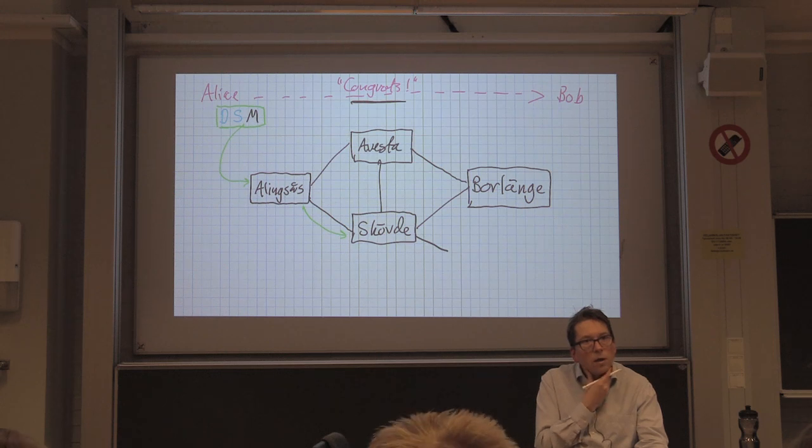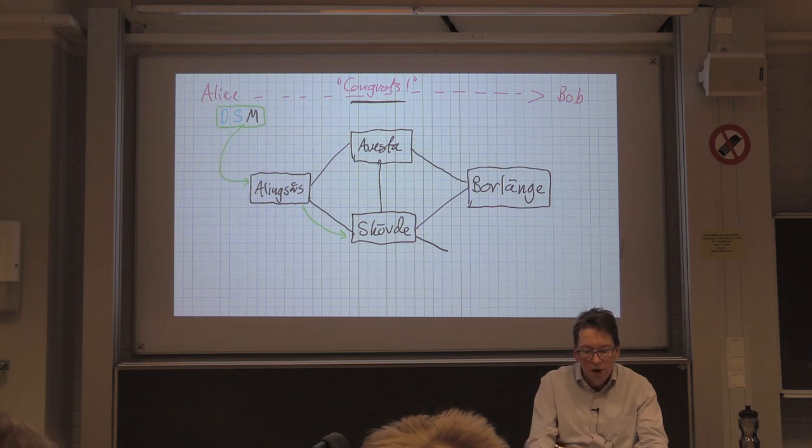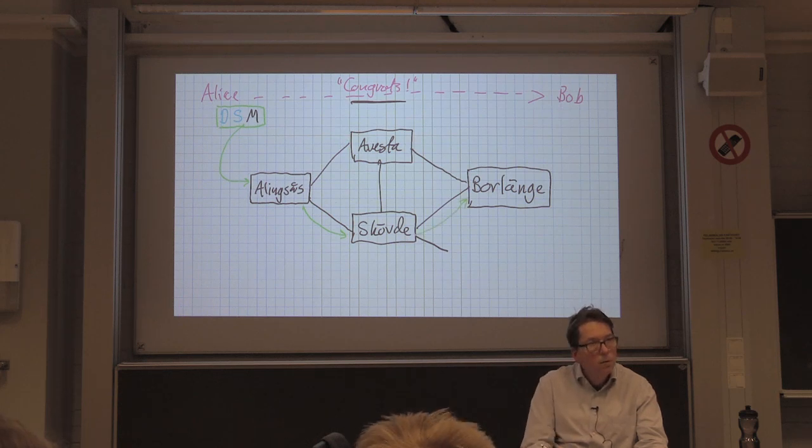In Skövde, they decode the message. Look at this. Okay, so it seems to be from somebody called Alice. It's headed toward Bob. Okay, and we have a direct connection to Borlänge. Sorry, it's headed to Borlänge. So then they send it to Borlänge.